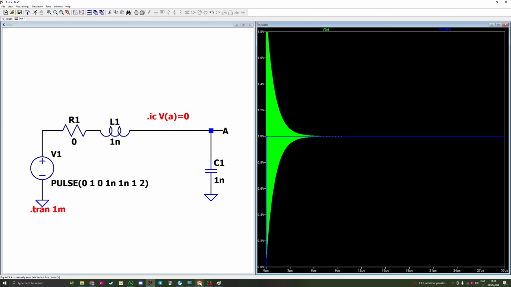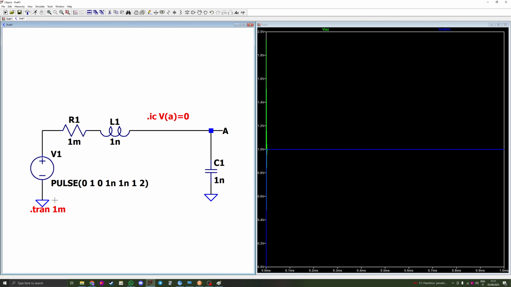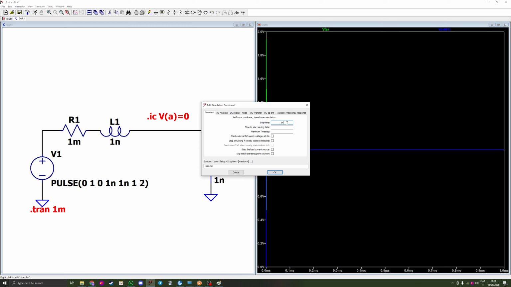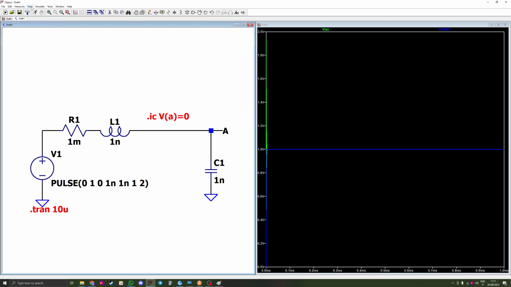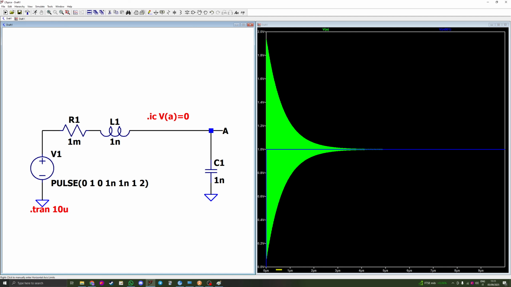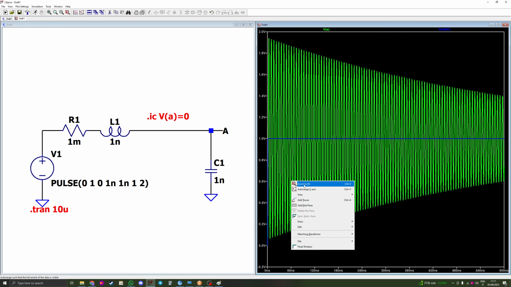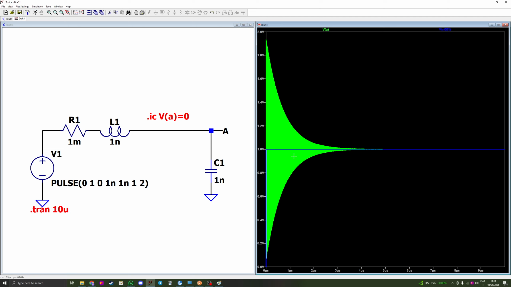But now we can take this. So let's make it more realistic and let's put 1 milli. Let's reduce to 10 micro. And now you will have your oscillation. Yeah, there are some models, some equations that you already know from physics classes.